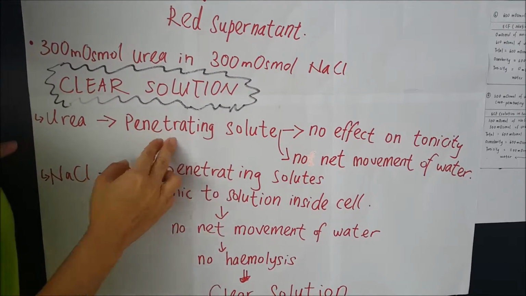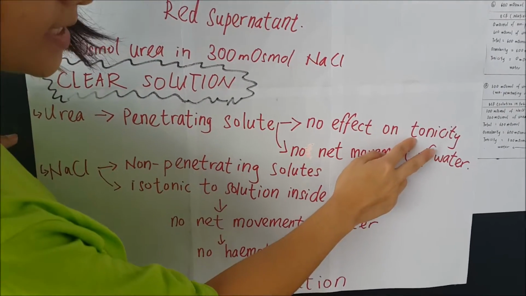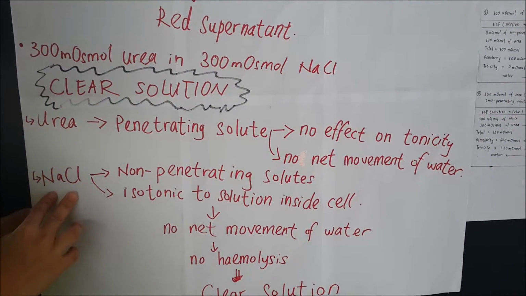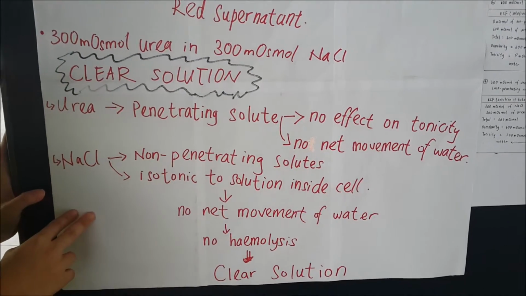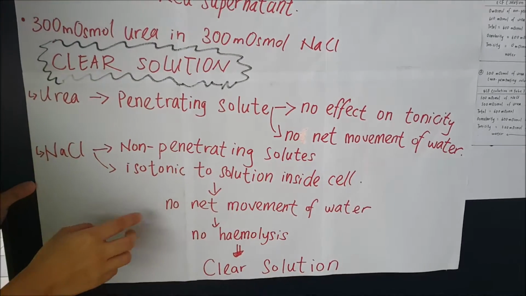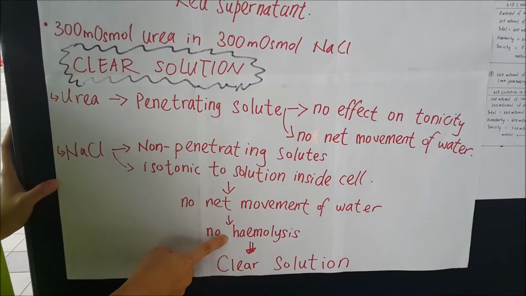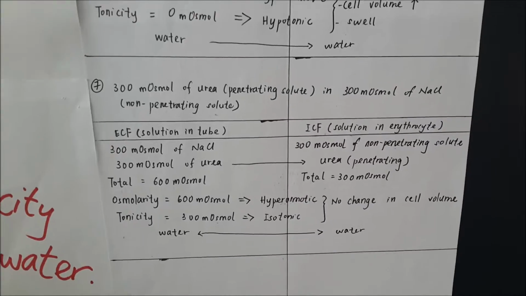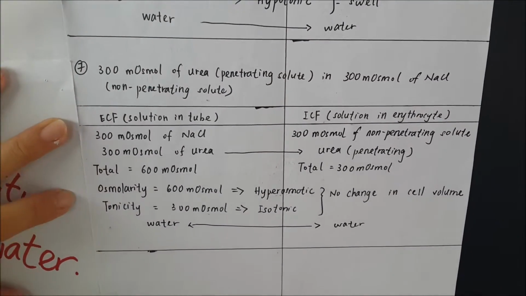Urea is a penetrating solute, which will not affect the tonicity and the net movement of water. As for sodium chloride, which is a non-penetrating solute, it is isotonic to the solution inside the cell. So there's no net movement of water. Hence, hemolysis does not occur and a clear solution is obtained. This can be shown from the table here.